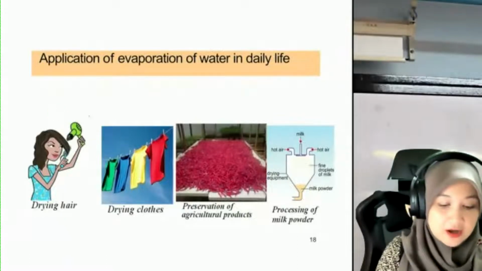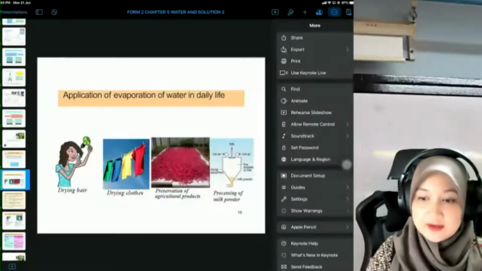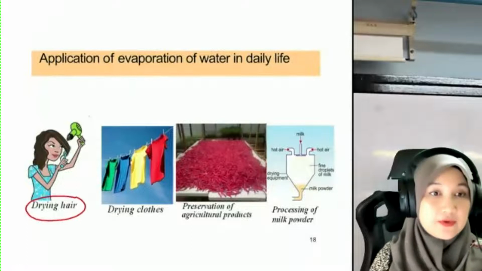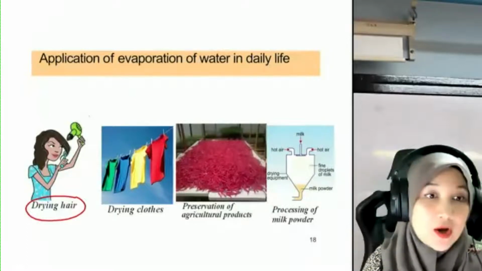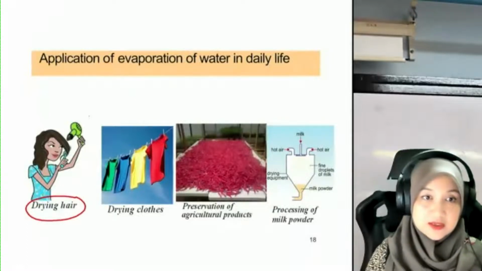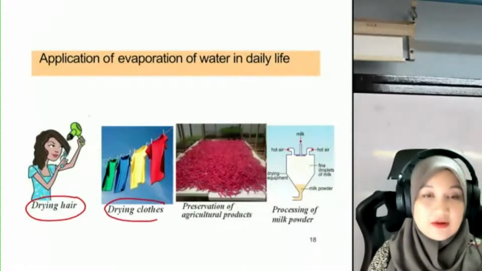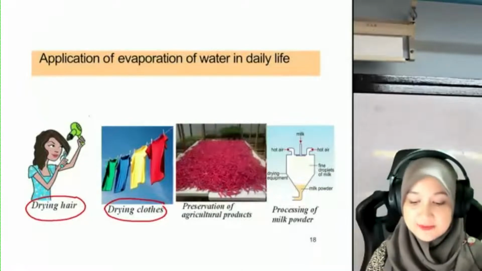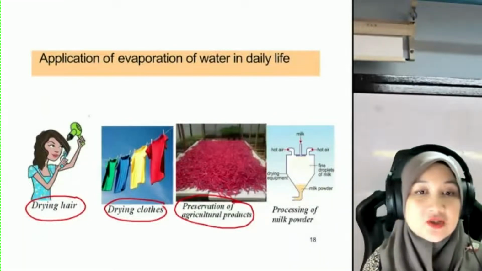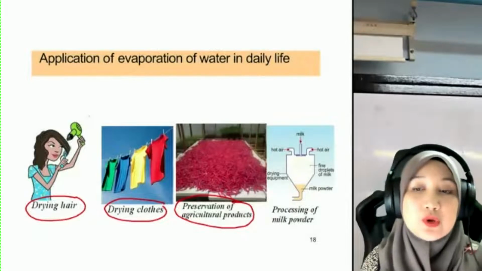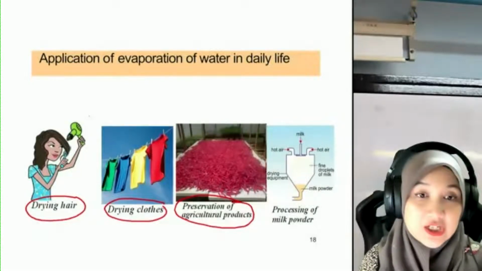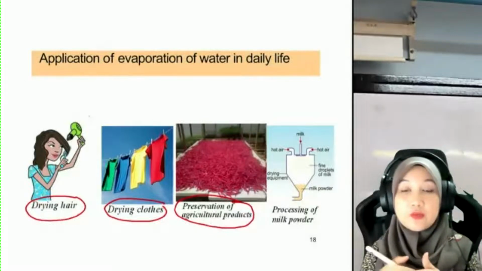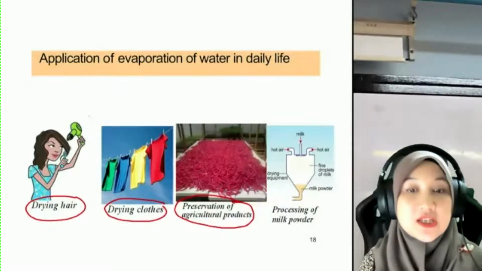First of all is drying of hair. Drying of hair is one process of evaporation. If not, your hair won't dry at all. Drying the clothes is also one process of evaporation. And then preservation of agricultural products. For example, if we want to produce dried chili, we have to evaporate all the water in the chilies.